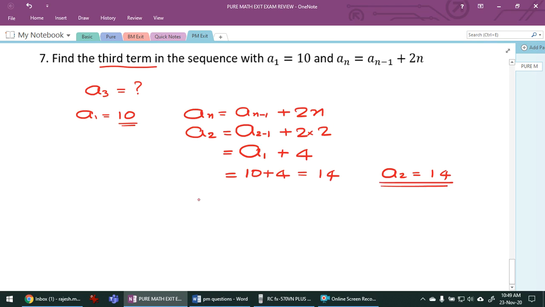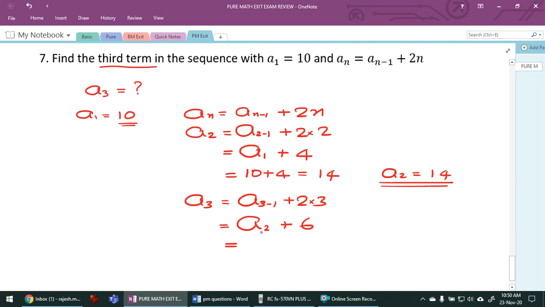Now I want a3. So in this rule I will put n equal to 3. So what will come? a3 minus 1, n minus 1 means 3 minus 1, plus 2 into 3. We have to change n as 3 everywhere. So here n equal to 3, here also, and here also. What is 3 minus 1? 2, plus 2 into 3 is 6.